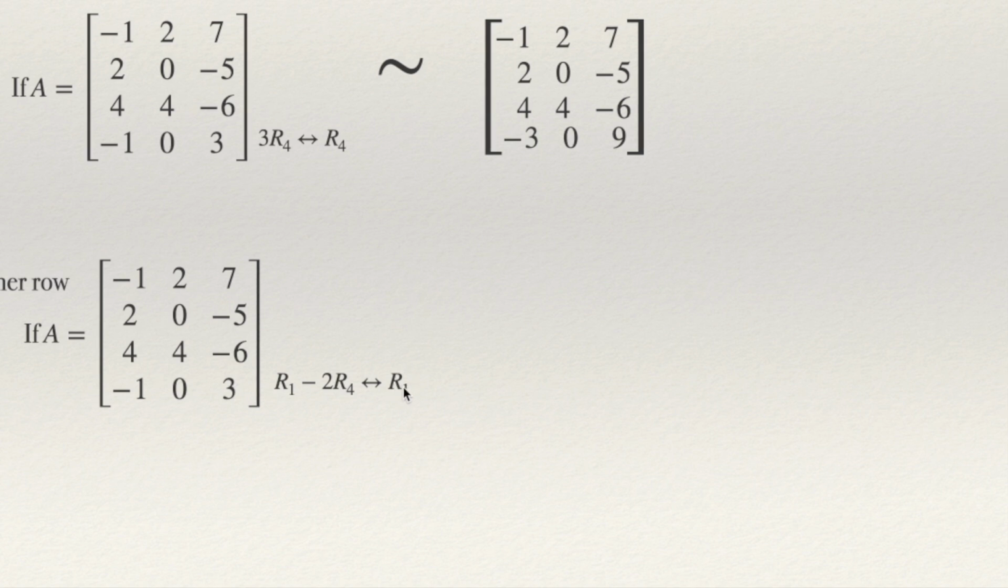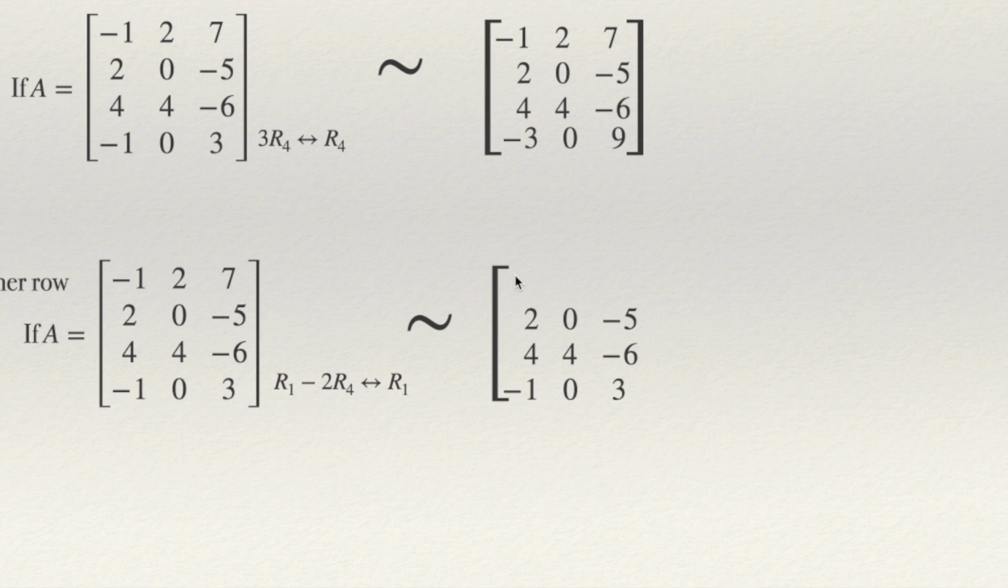The only operation where two rows change is the first one, when we are actually switching the two rows. But in this case, only R1 is going to change. So this will be row equivalent to a matrix with 2, 0, minus 5. There is no change in the second row, no change in the third row, no change in the fourth row. But the first row will be the same first row minus 2 times R4. So it will be minus 1 minus 2 times minus 1.